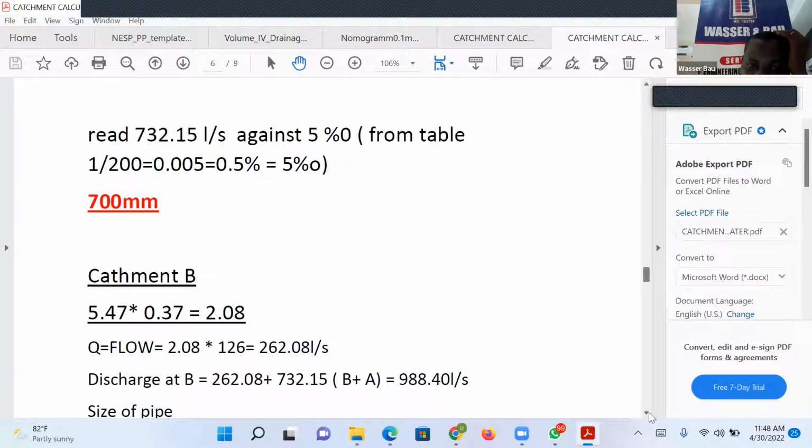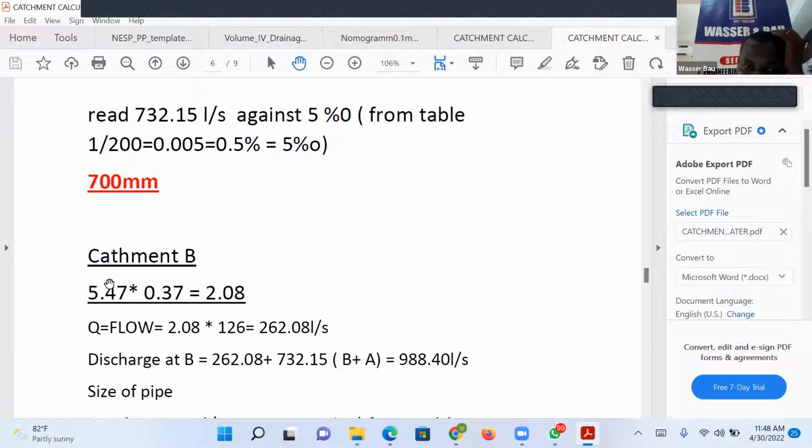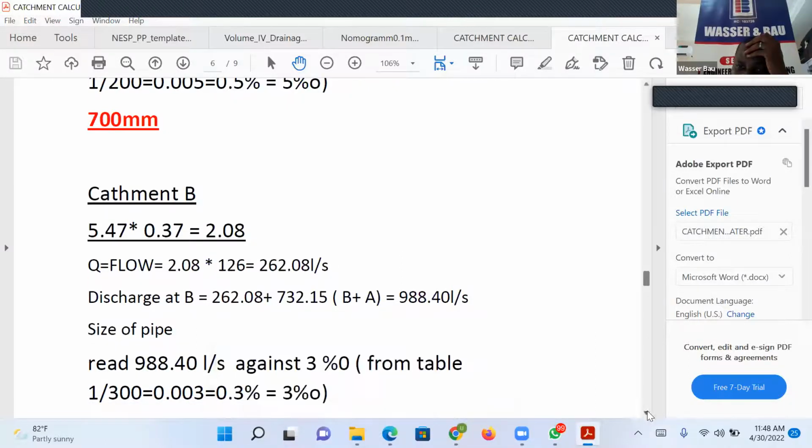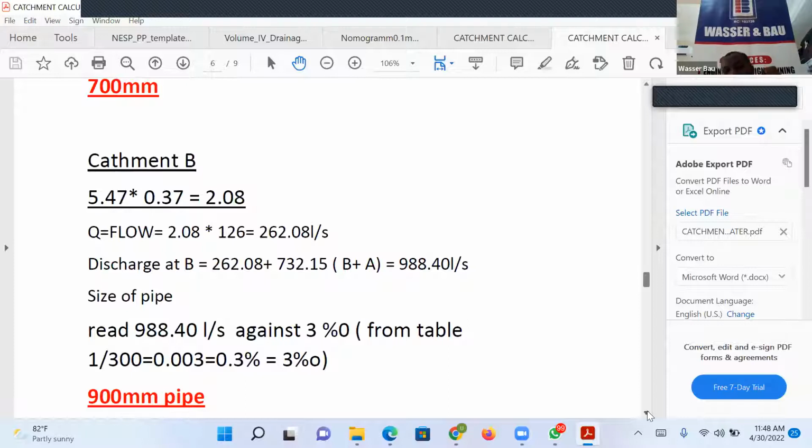For catchment B, this is the original area of the catchment, multiplied by the peak runoff coefficient. The effective area is now 2.08. Multiply 2.08 by the rainfall intensity, it will give you this. However, B will now be this plus the one coming from A. So the total will now be 9.88 liters per second. Therefore, if I read it against 3%, which is the slope of the pipe, it will give me 900 mm. I expected this one to confuse somebody, but any question?